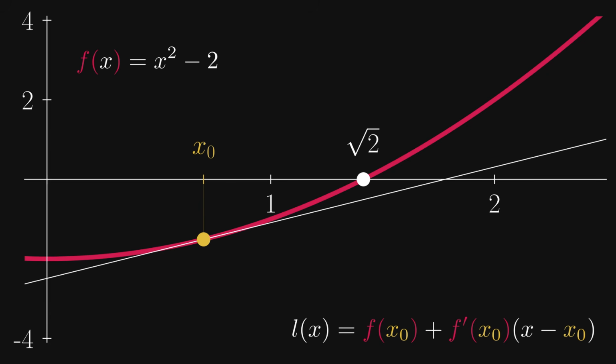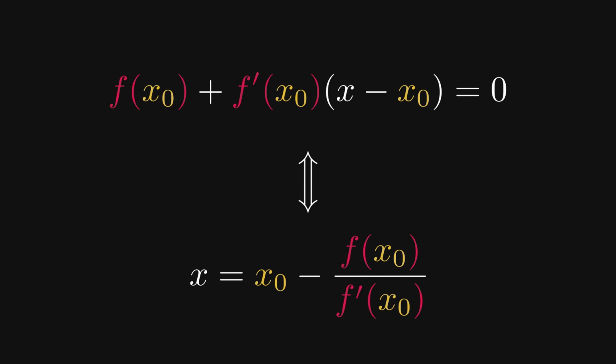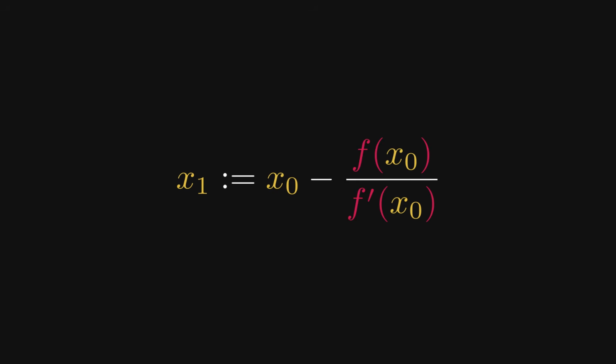The next step is to find where this intersection is. This is done by solving a simple linear equation for x, obtaining that x = x0 - f(x0)/f'(x0). We can easily compute this expression in practice as well. Thus, by selecting our next guess x1 as this intersection point, we obtain a hopefully better approximation.